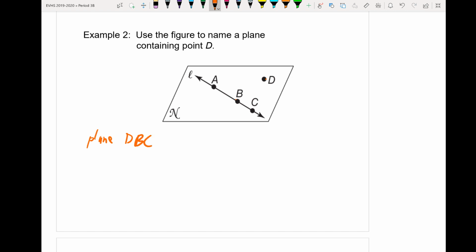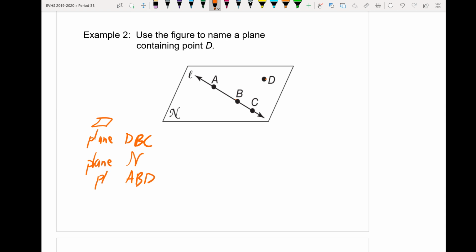I have a question. Can I just say plane N? Yes, you could. Plane N works. And is there an abbreviation for plane? Just the parallelogram symbol. I guess you could do PL is also acceptable. Let's get one more valid one. Plane ABD also works.